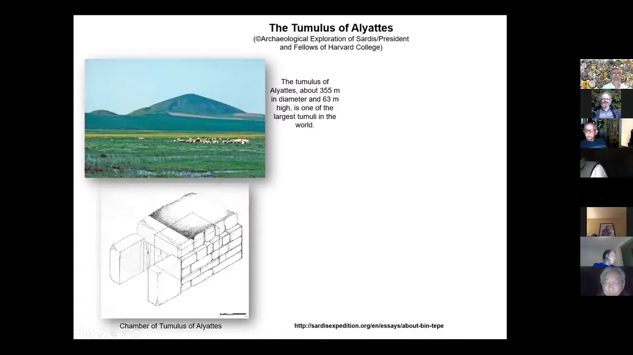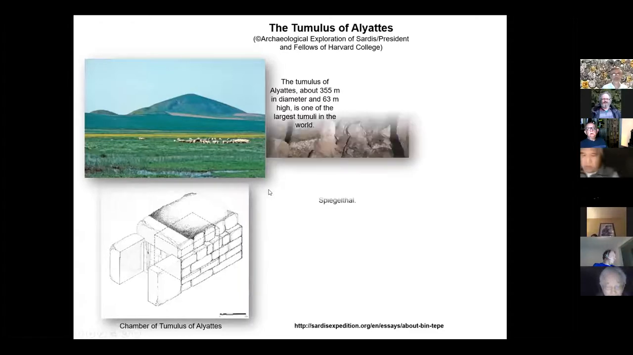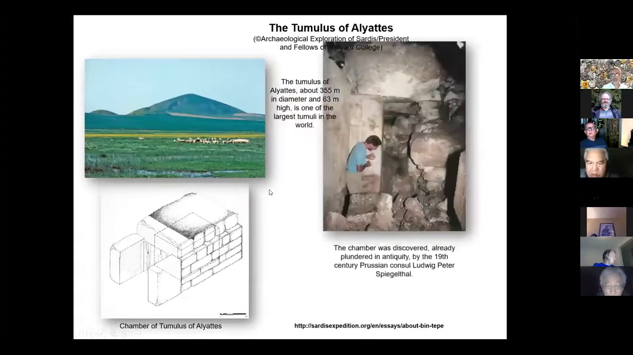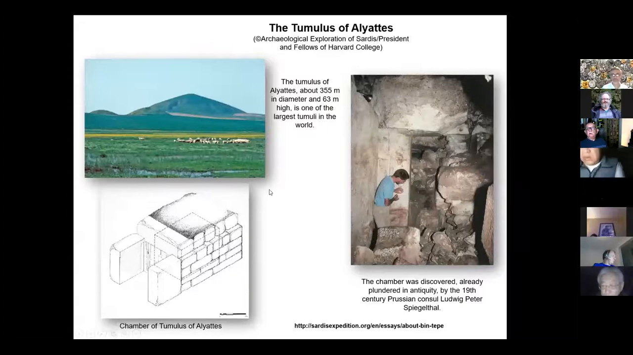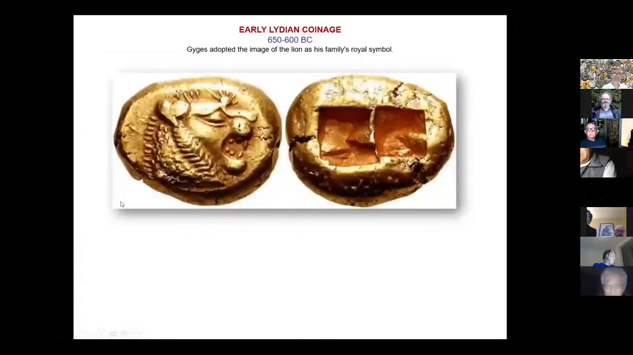Here is the tumulus of Alyattes, about 355 meters in diameter and 63 meters high. It's one of the largest tumuli in the world. And unfortunately, it was found and plundered in antiquity. We don't know what was in it, but just the size of it tells us that it was an important king.